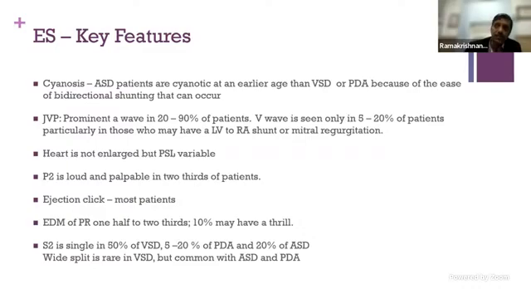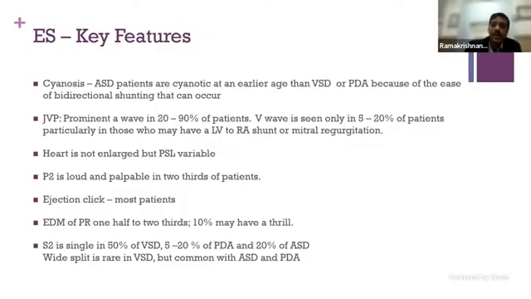So whenever you find a patient with a good EDM and you are not able to feel the peripheral signs of AR, or a patient is blue, always think of PR as another possibility to AR. S2 is single in 50% of VSDs, and 5 to 20% of PDA and 20% of ASD. So this is something that you have to remember, that you can quote if you are caught.